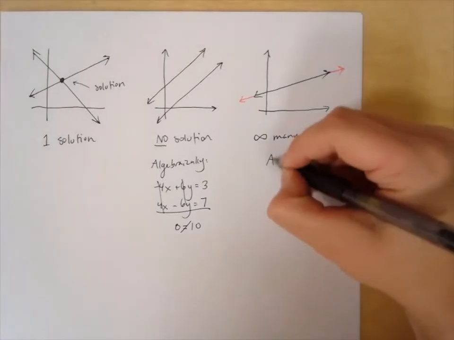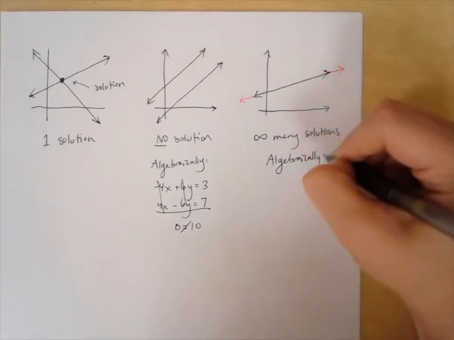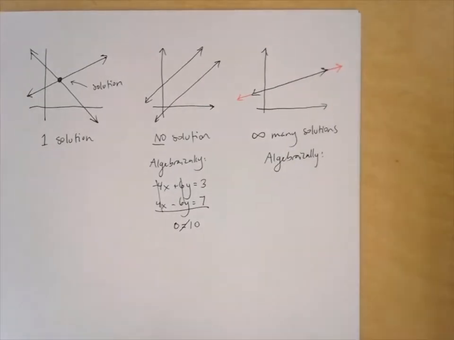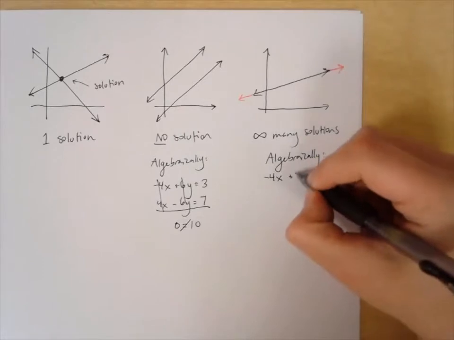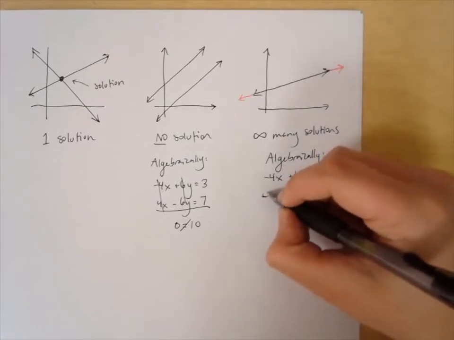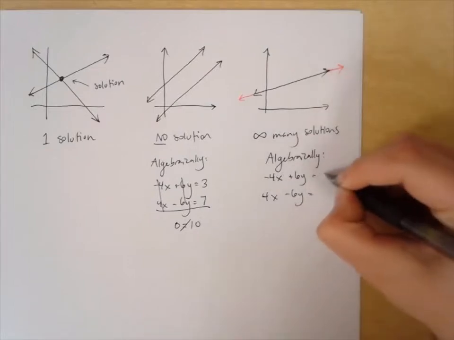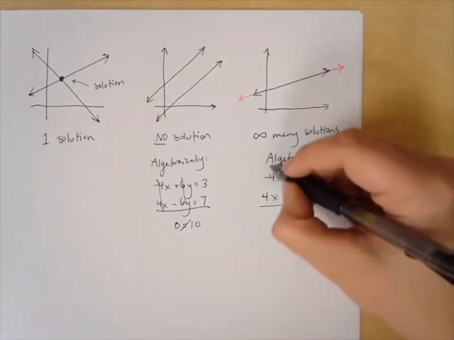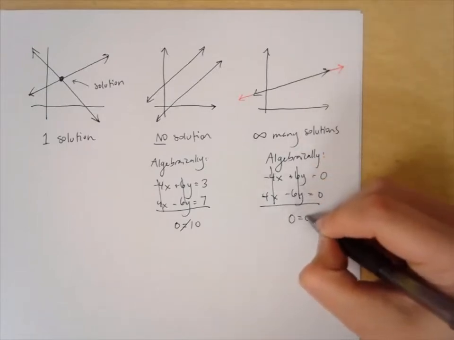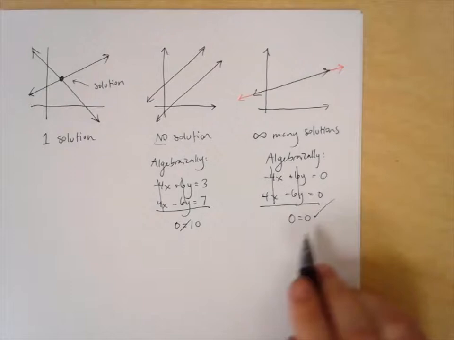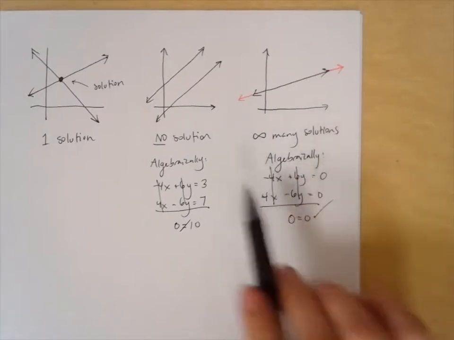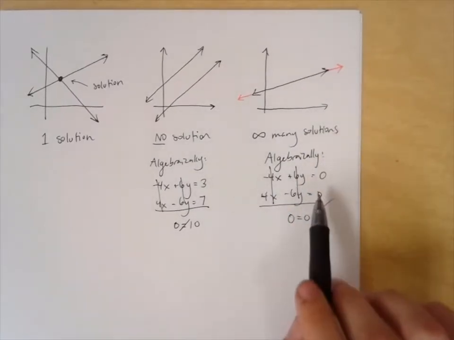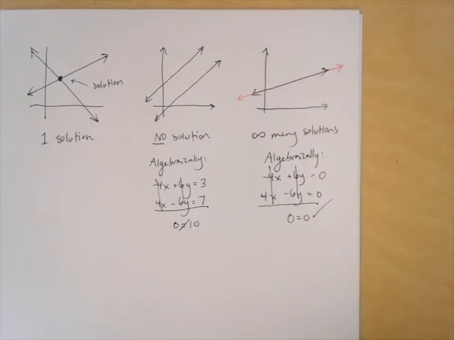Infinitely many solutions, algebraically, looks like this. Let's say that we had the same sort of thing: negative 4x plus 6y, and 4x minus 6y, but this time they're both equal to 0. These cancel, and I get the equation 0 equals 0. That's a true equation. In that case, every value I plug in for x and y will give me a solution. That's because every value on this line and every value on this line will intersect each other. That's why they're all solutions.